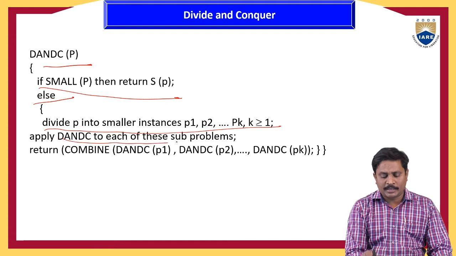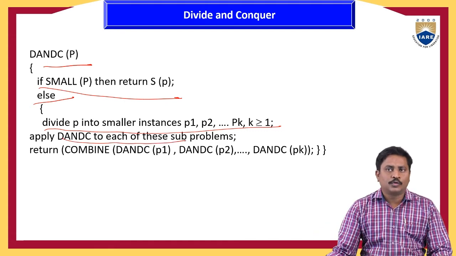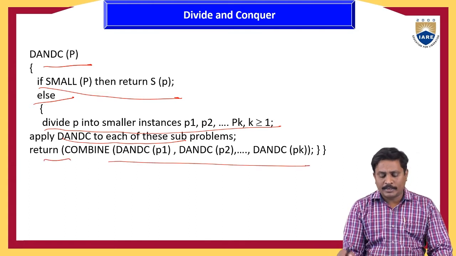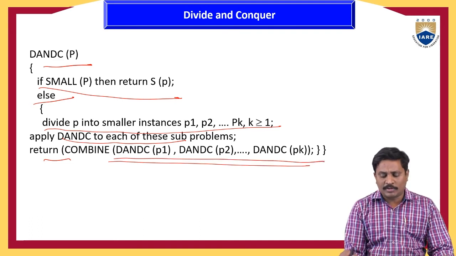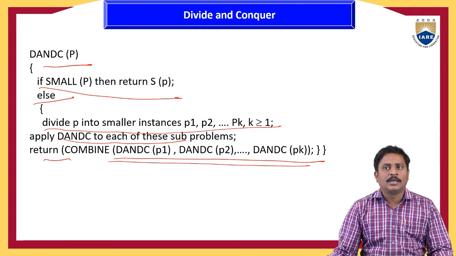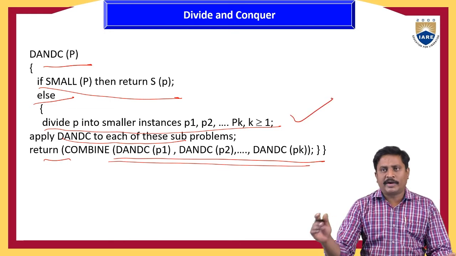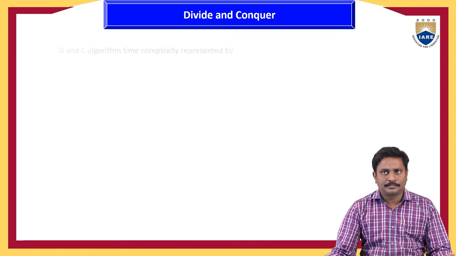Apply divide and conquer to each of these subproblems and return the combine. That means we apply this to the subproblems to find the solutions. After finding the solutions, we combine the solutions of all these problems. Using the conquer strategy we calculate the solutions, and after that, using the combine function, we combine all these solutions. We get the solution of the original problem. In this way, we use the divide and conquer algorithm.